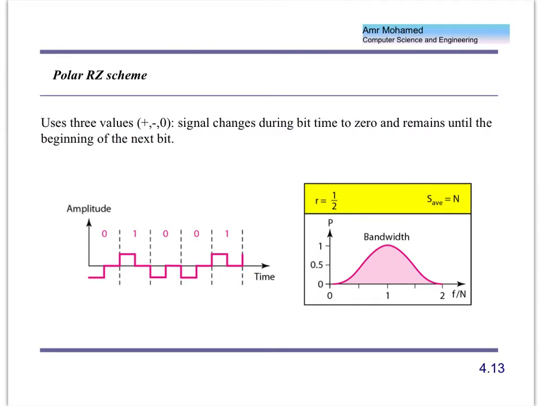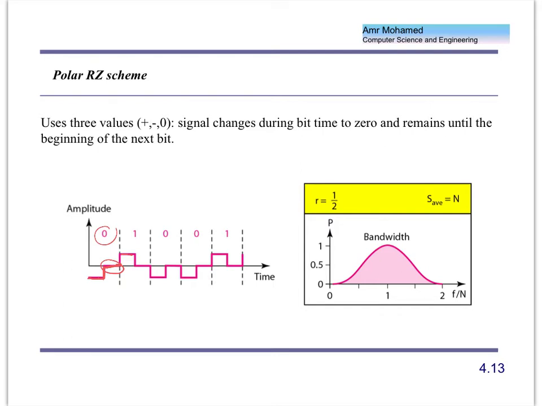So for a polar return to 0, here we have negative voltage to represent the 0, positive voltage to represent the 1, but in each signal element, we always have to return to 0. So in the middle of the bit, we always have to go back to 0. But remember, despite the fact that this has a 0 voltage level, the 0 here is not meant to represent any data elements, right? So in all bits, you have to return to 0.